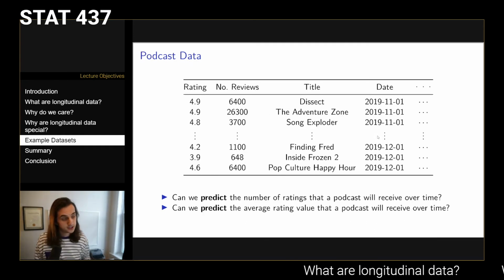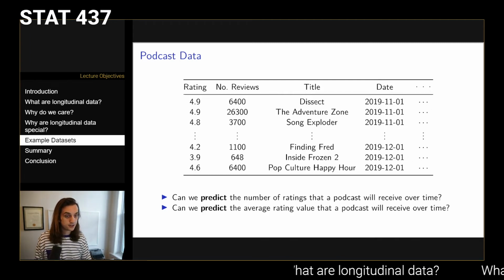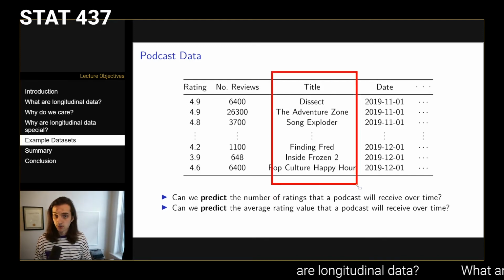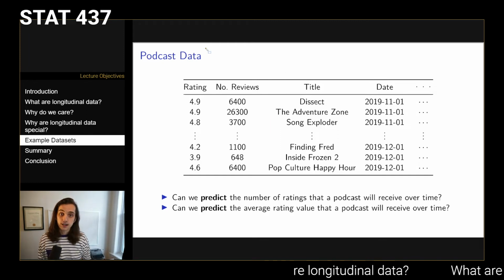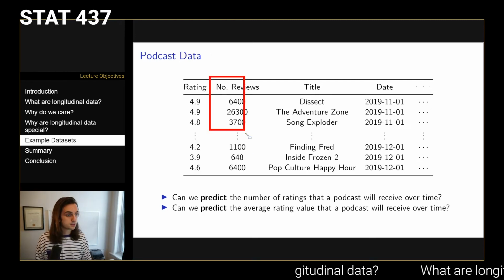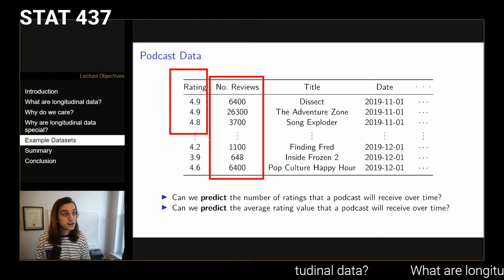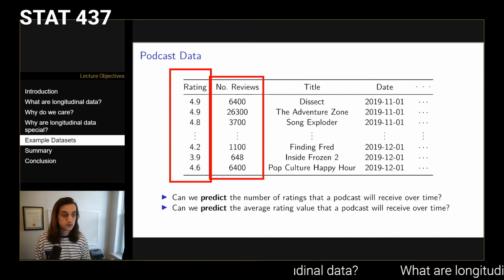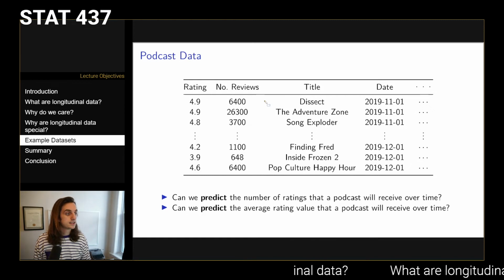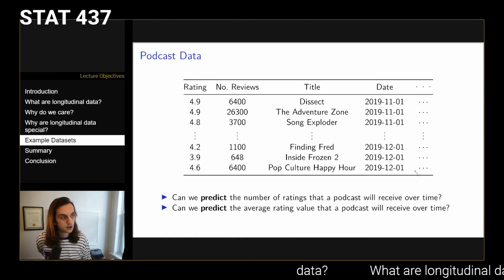This next example here is slightly different, and what we have here are a number of different podcasts. So we can see the different titles for what these shows are. And these podcasts, every day for, I believe, roughly a month, the number of reviews that they had on their iTunes listing, as well as the star rating value, was recorded. And so we have several different observations for each podcast as time goes on as to the number of reviews and the star value rating.